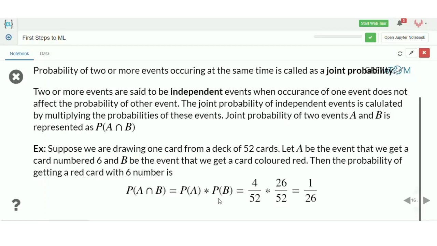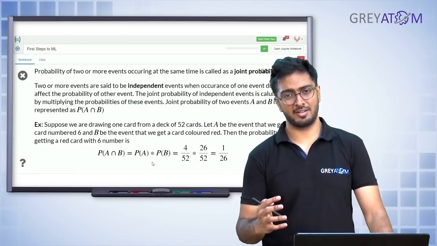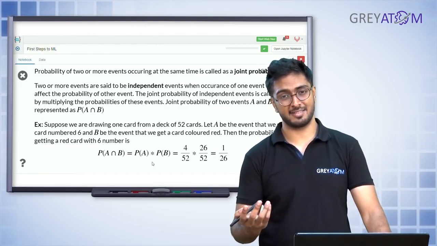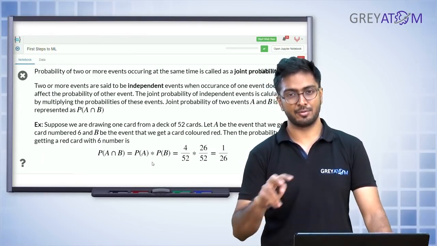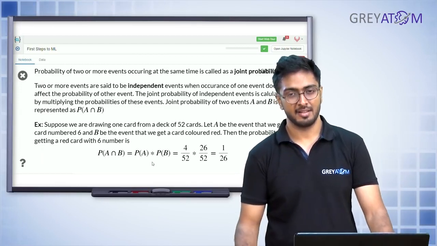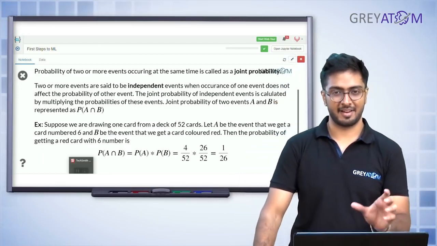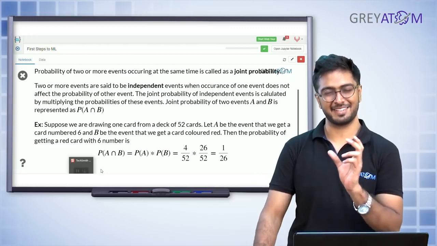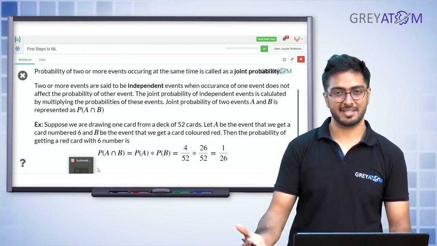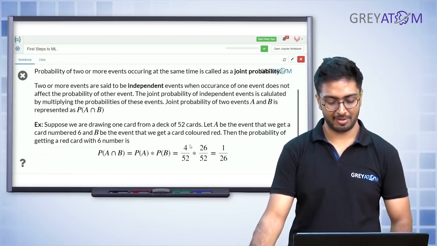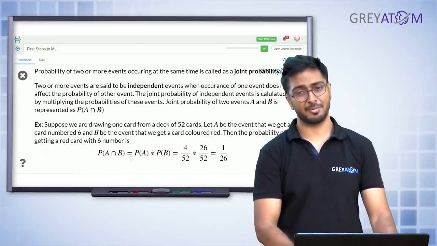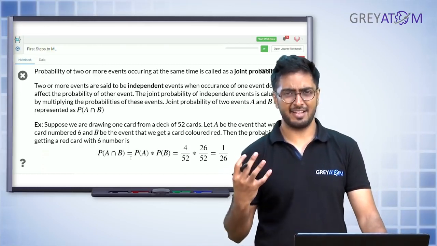And B is the event where the card could be colored red, right? There are 26 cards that are colored red. There are 13 each of hearts as well as diamonds. So there are 26 cards that could be colored red, so 26 out of 52. So your 4/52 times 26/52 comes out to be 1/26. So that's fairly understandable, right?